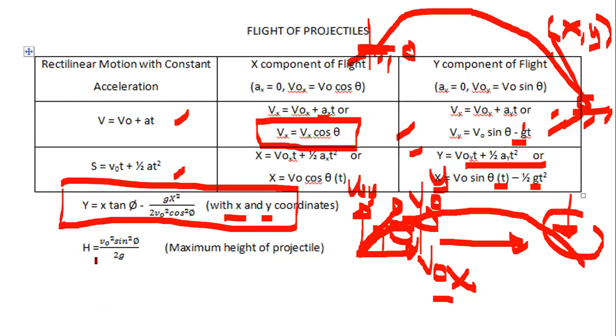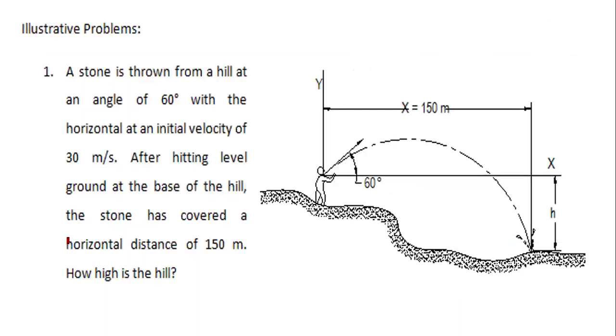Okay. And you have to compute the maximum height of a projectile. Maximum height is when the final velocity here is horizontal, meaning there's no vertical velocity component. Then the maximum height will be calculated easily using this formula. Okay, so let us try this example.